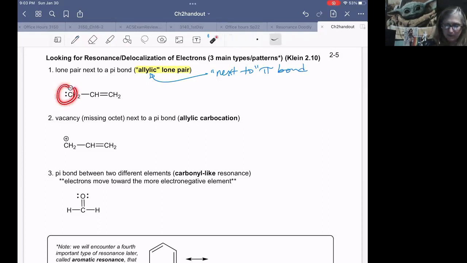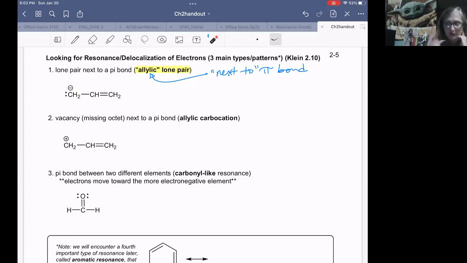So notice this, we have a lone pair and it's not on the double bond, right? It's on the position immediately adjacent to the double bond. So this is called an allylic lone pair. Every time you have an allylic lone pair, you're going to have resonance.